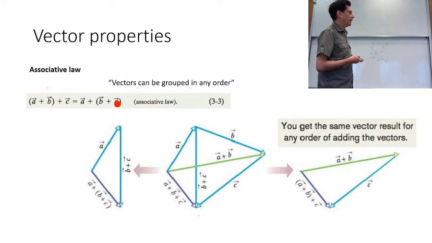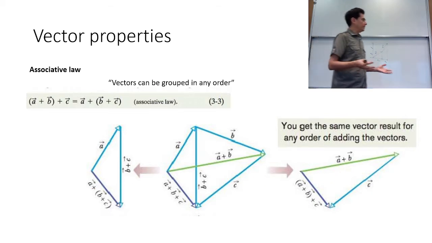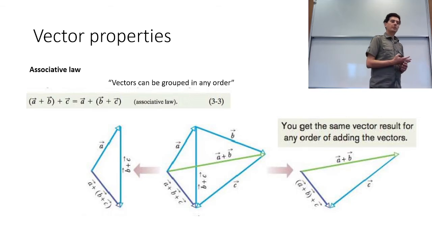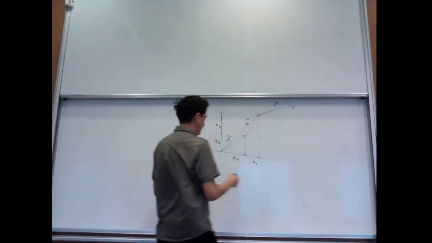But if you add A plus B first, adding these two vectors together, the resulting vector is this faint green one. Then you add the faint green one to C, and again you have something that looks very much like the other one. So you can prove this graphically. You could also prove it by components, and maybe by components it's even easier to see because it's just an extension of the argument here.